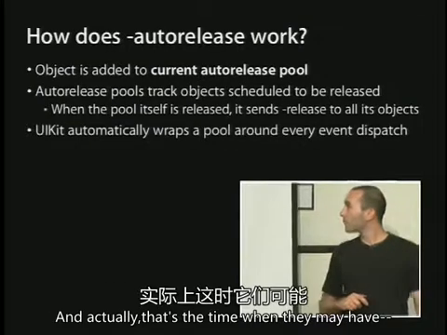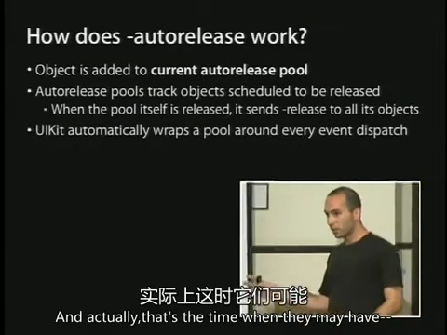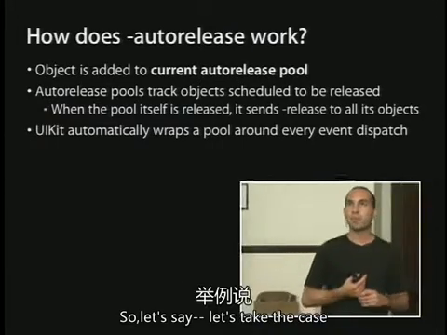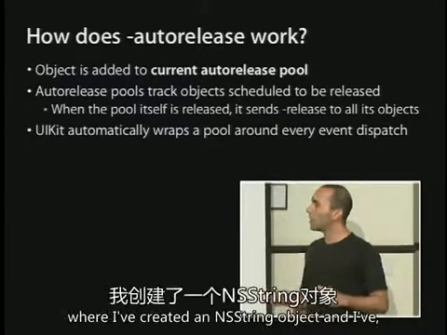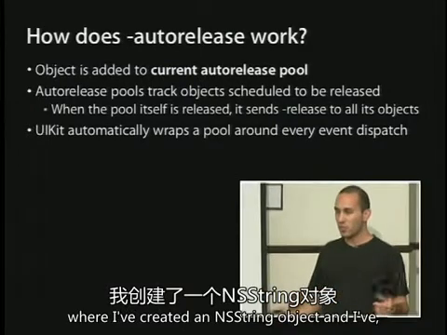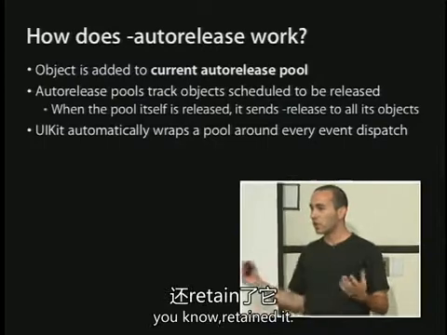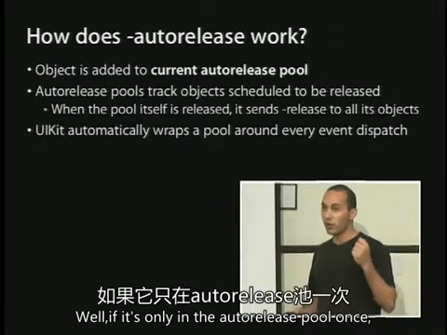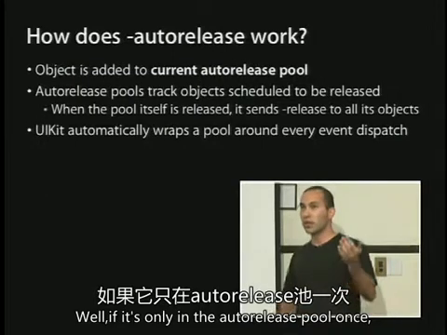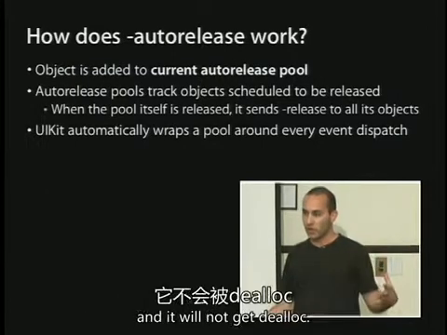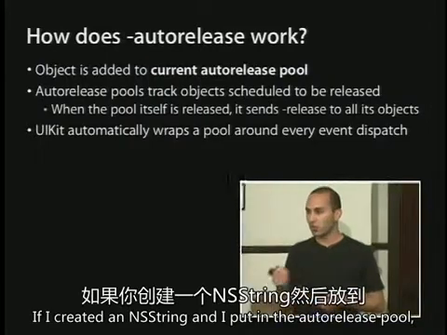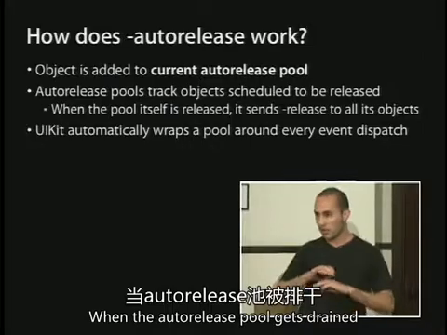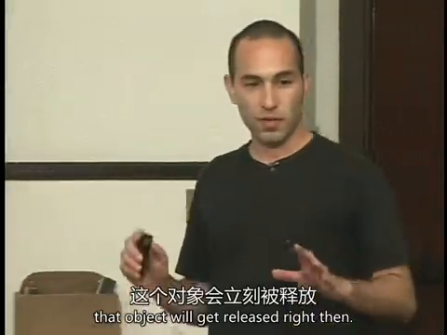Okay. And actually, that's the time when they may be called with dealloc or they may not be called with a dealloc, right? So let's take the case where I've created an NSString object and I've retained it. Let's say I've retained it 3 times, and one of the times I put it in the auto-release pool. Well, if it's only in the auto-release pool once, the retain count will go down from 3 to 2, and it will not get dealloced. If I create an NSString and I put it in the auto-release pool and nobody else retains it, when the auto-release pool gets drained, that object will get released right then. Does that make sense?